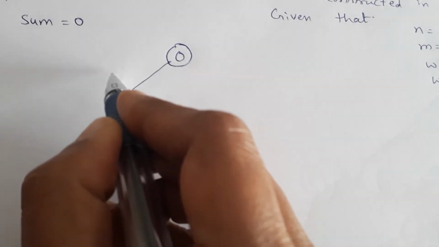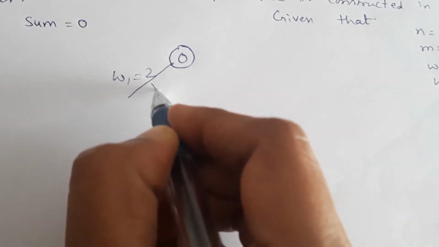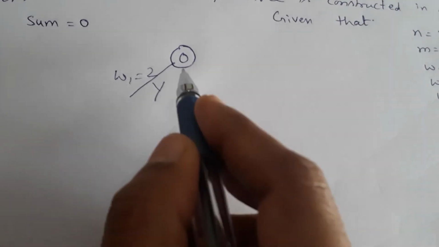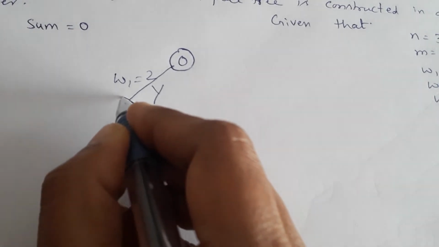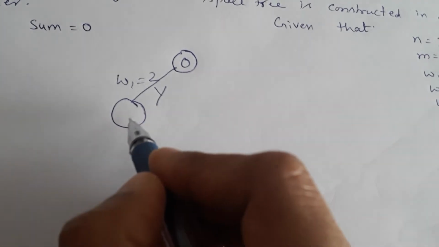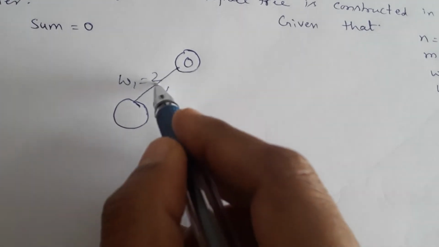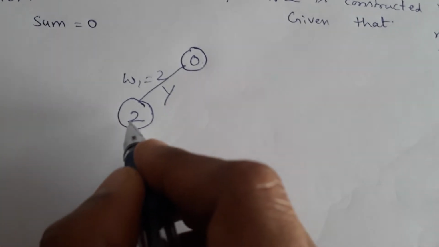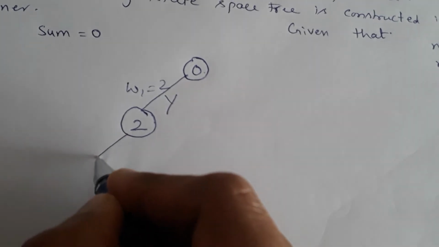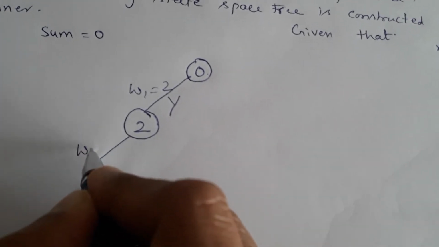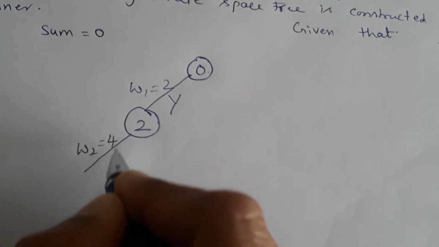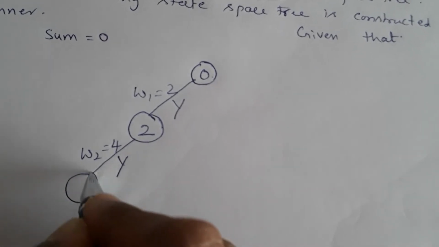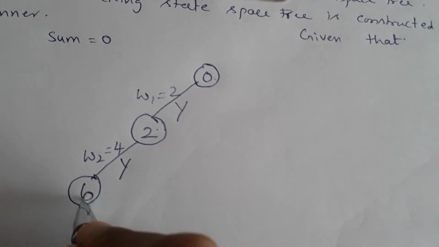First, consider w1 is equal to 2, yes. Here we are constructing the state space tree in depth first manner. So we will construct the node at level 1 and label the node with the sum 2 plus 0 as 2. The resultant sum is 2. Now we will consider its children by considering w2 is equal to 4, that is the second weight, yes. Now the resultant sum is 2 plus 4 is 6.